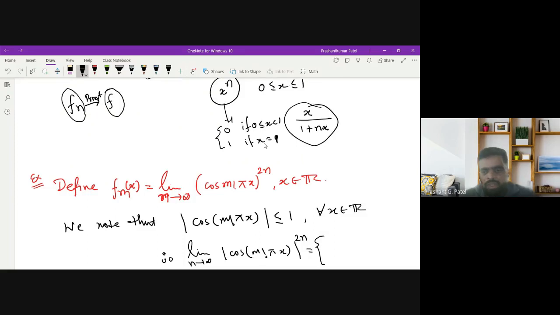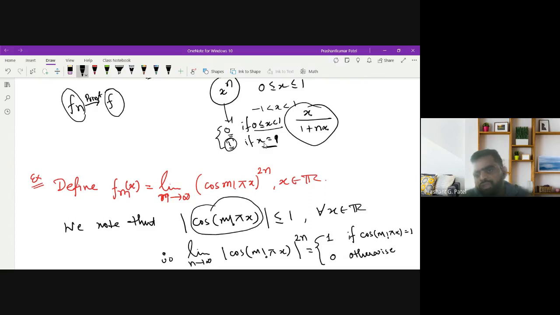Now this will have two values: either a 0 value or a 1 value. It will have a 0 value if the value is between -1 and 1. It will have a 1 value if cos of m factorial pi x is equal to 1, that is, when this value achieves 1, then the answer will be 1. And this is 0 otherwise.